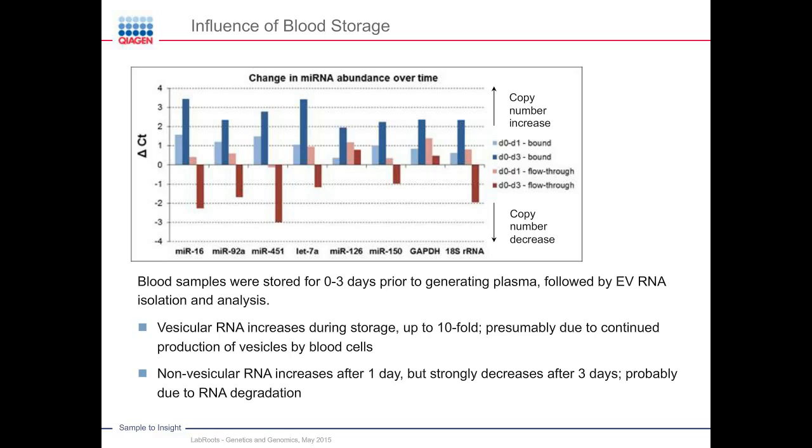The red bars show the flow-through, the non-vesicular RNA. You can see an increase after day 1 and then a strong decrease after 3 days. What we think is happening is that some of the cells die after blood collection and release RNA into the plasma, and that is then degraded slowly over time. Like I said, the microRNAs are probably protected by proteins and survive for a while, and then they are eventually degraded.